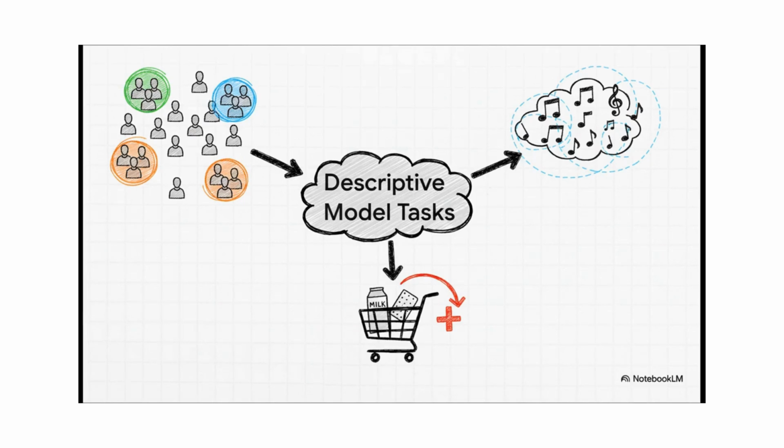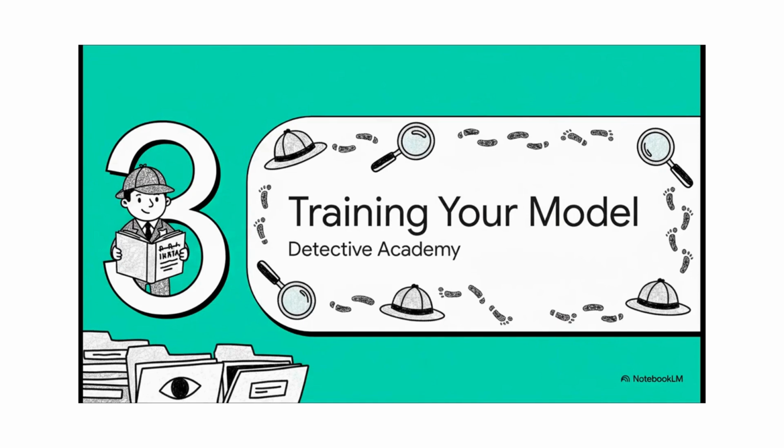And what about our descriptive profiler model? This is the one that finds the cool insights you didn't even know you were looking for. It could be something like grouping all your customers into different buckets based on how they shop, or finding clusters of similar-sounding music in a massive library. It can even discover that people who buy milk are also super likely to buy biscuits. That's a classic example of what's called market basket analysis. All right, Section 3, training your model.